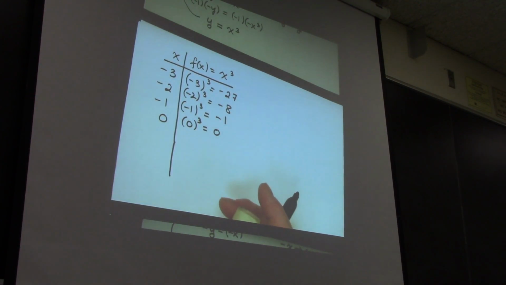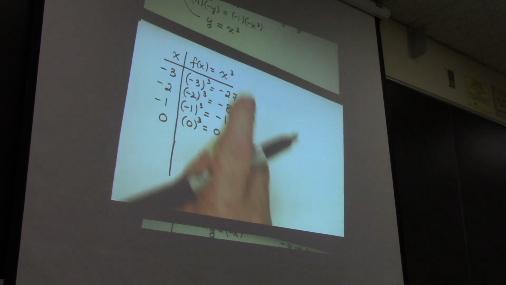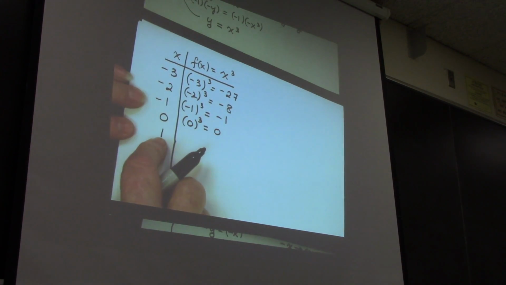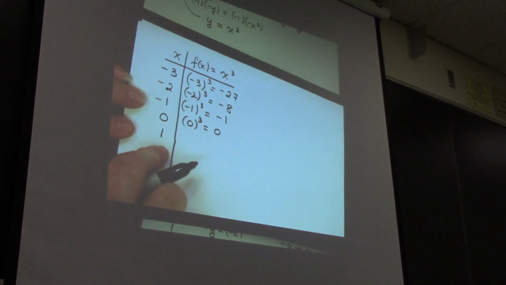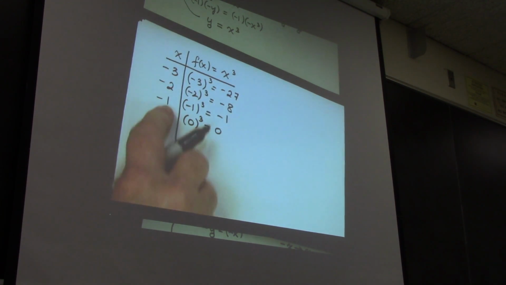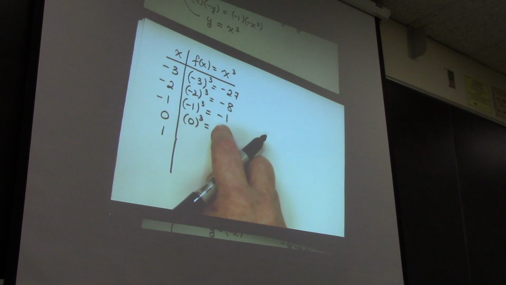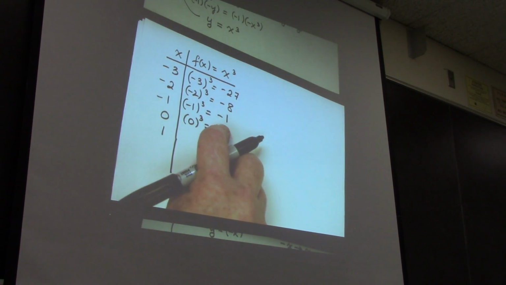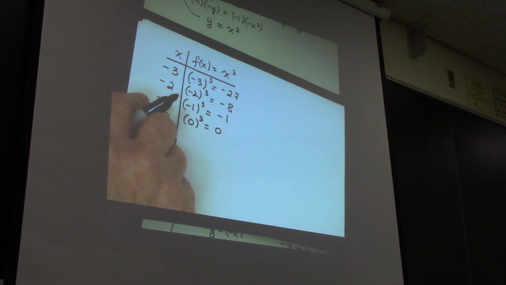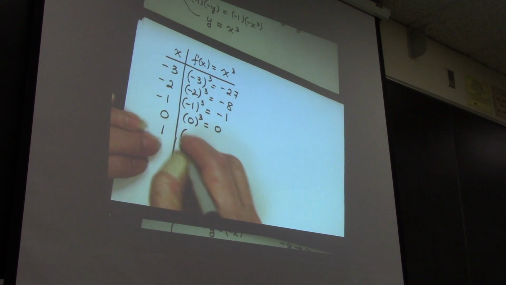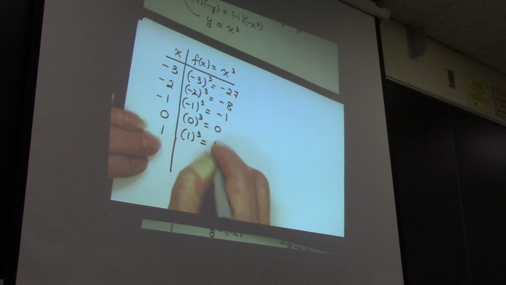Now, when your graph is symmetric with respect to the origin, like this one is, when you plug in the opposite of what you plugged in before, like when I plug in +1, I should get the opposite of what I got when I plugged in -1. I don't get the same value, but I should get the opposite value. So I do 1 cubed or 1.